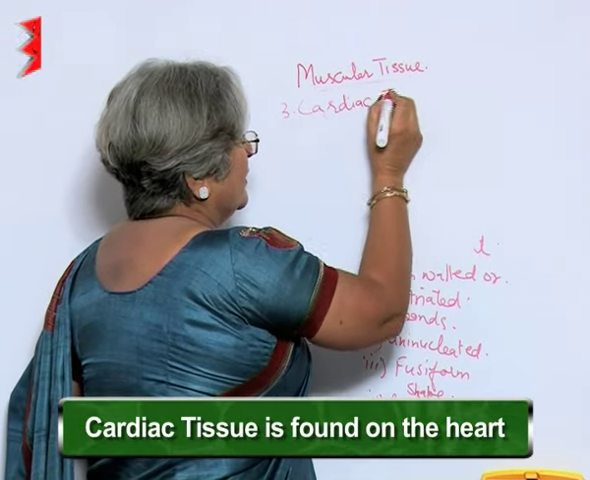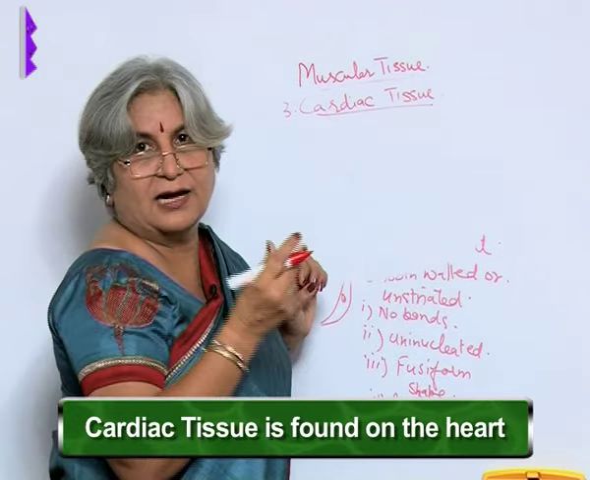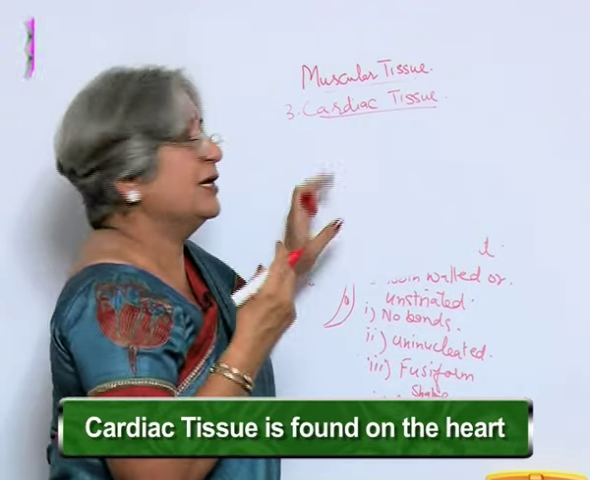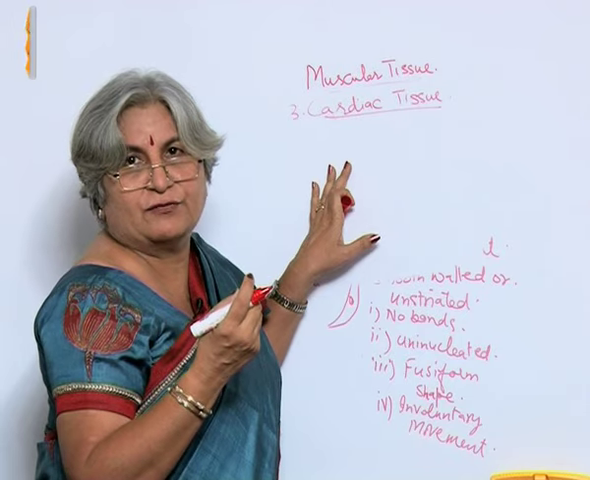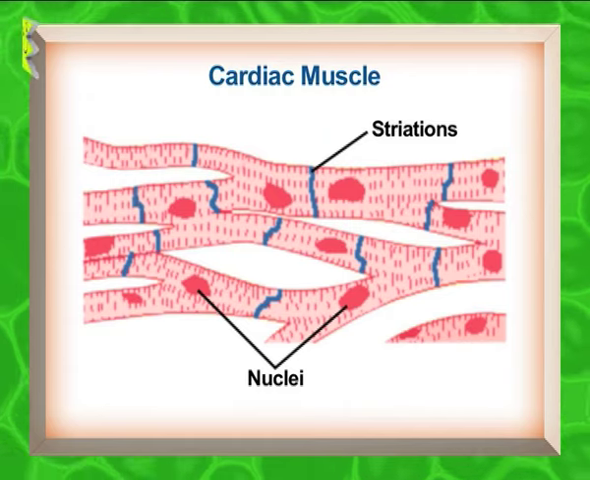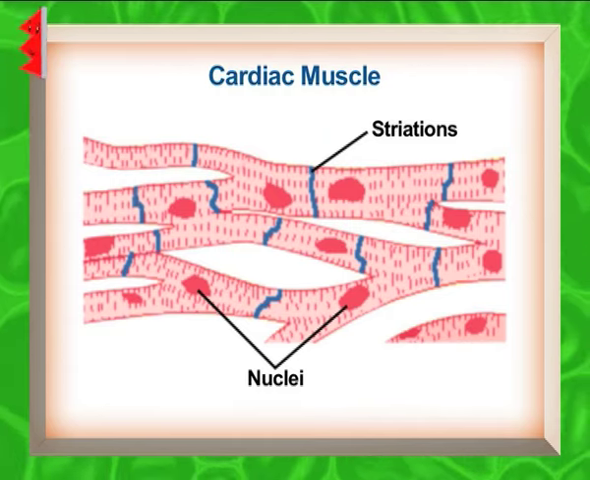The word cardiac is always concerned with the heart: cardiologist, a specialist of the heart. So, cardiology, study of the heart. So, cardiac tissue is the tissue which is found on the heart. It has characters which are in between striated and unstriated muscles.